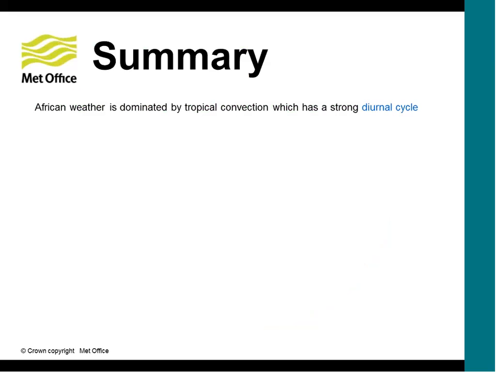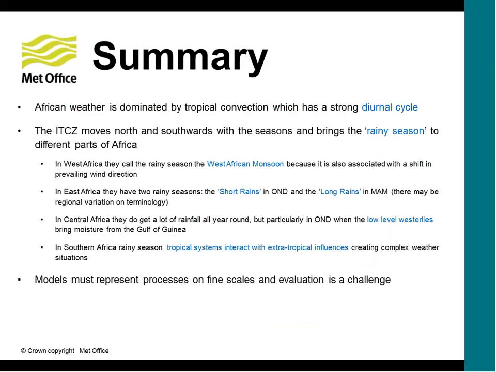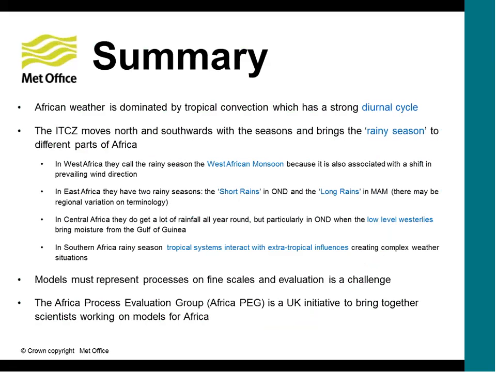So just a summary. African weather is dominated by tropical convection, which has a strong diurnal cycle. The ITCZ moves northwards and southwards over the season and brings the rainy season to different parts of Africa. The models must represent processes on fine scales, and evaluation is a really big challenge. And the African Process Evaluation Group is a UK initiative to bring together scientists working on models for Africa. Thank you very much.